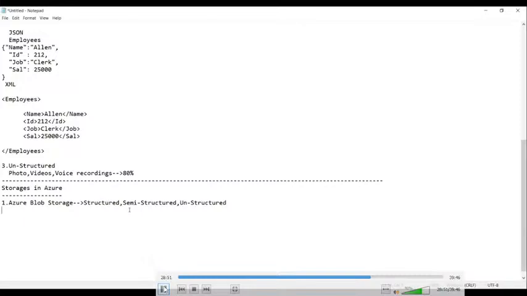What do you understand by the blob? Can you tell me? Blob is nothing but binary large object. It stands for binary large object. Okay, now let us see the second one.